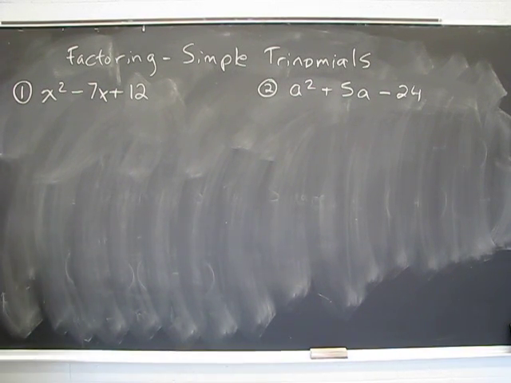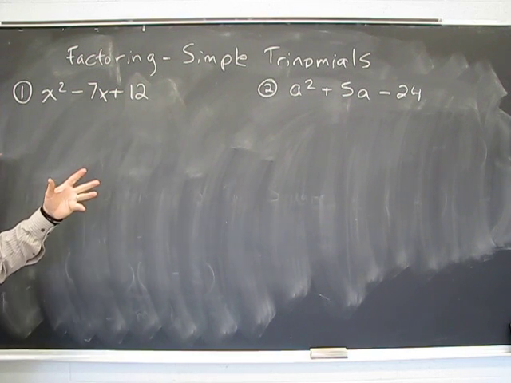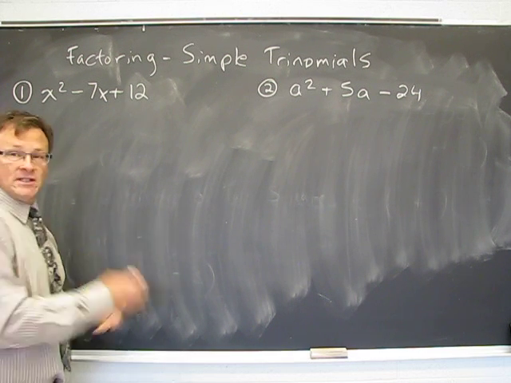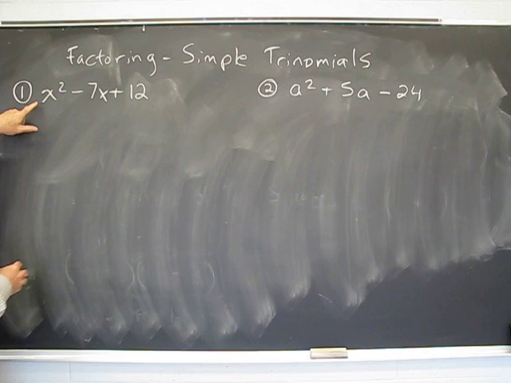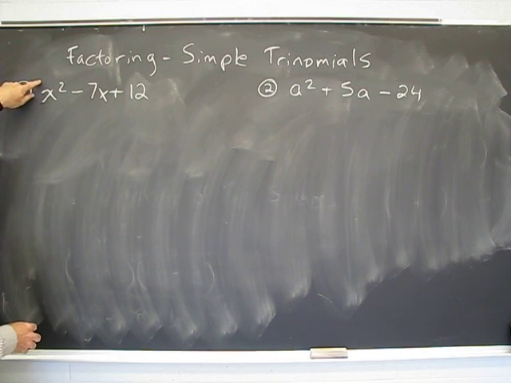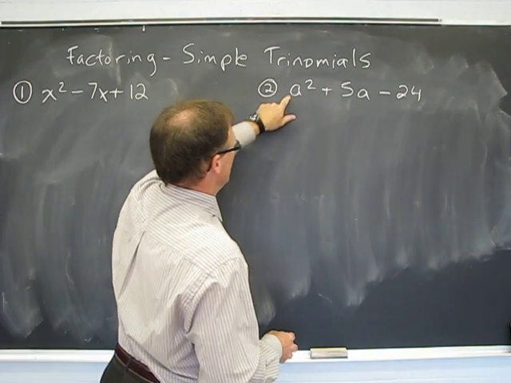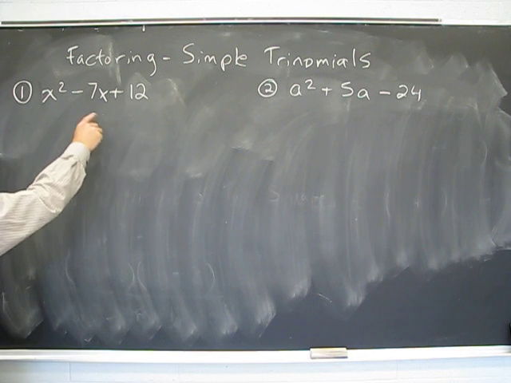Factoring simple trinomials. They're simple, basically meaning that you don't have to do as much investigation into the factors of the numbers, because the leading term is going to have a coefficient of 1. Same thing over here, coefficient of 1. It's called a simple trinomial. What it requires is that we're going to turn this into a multiplication.